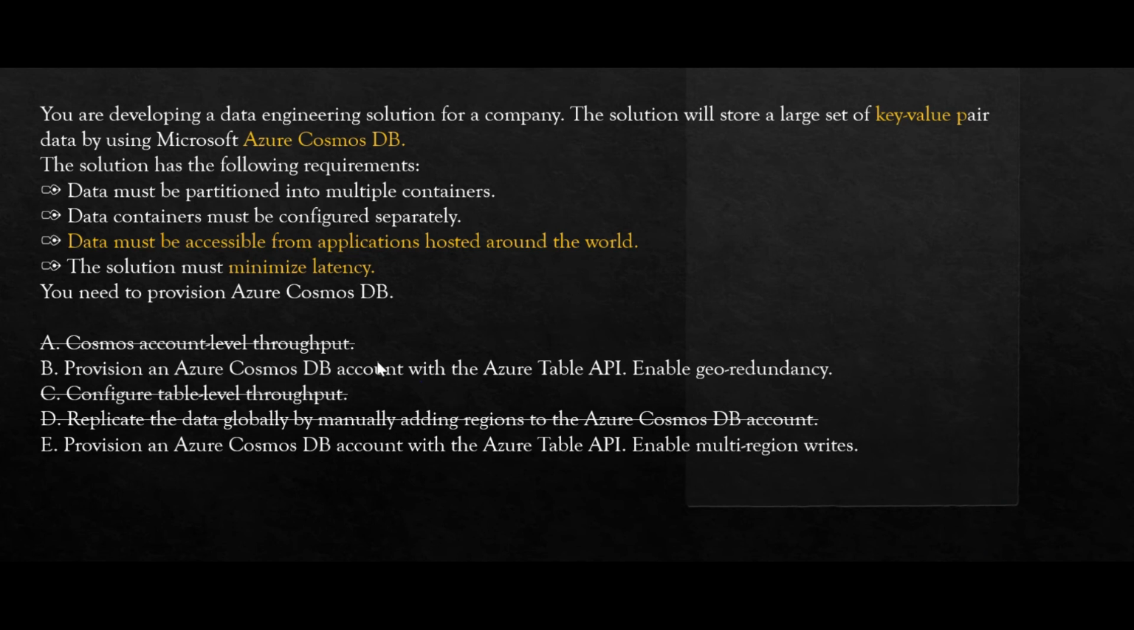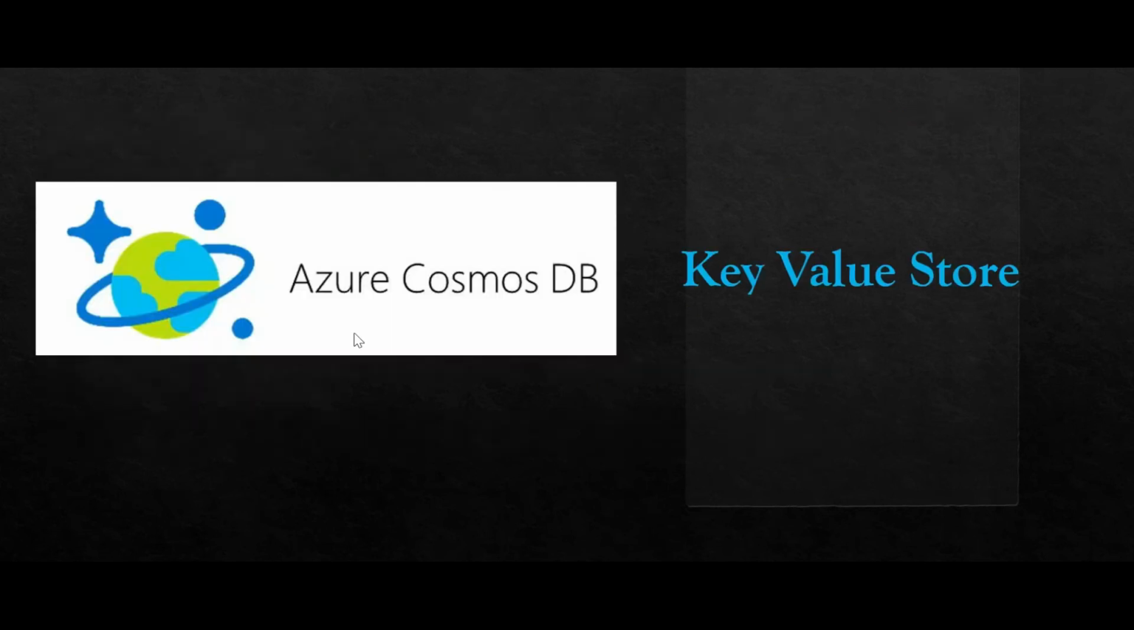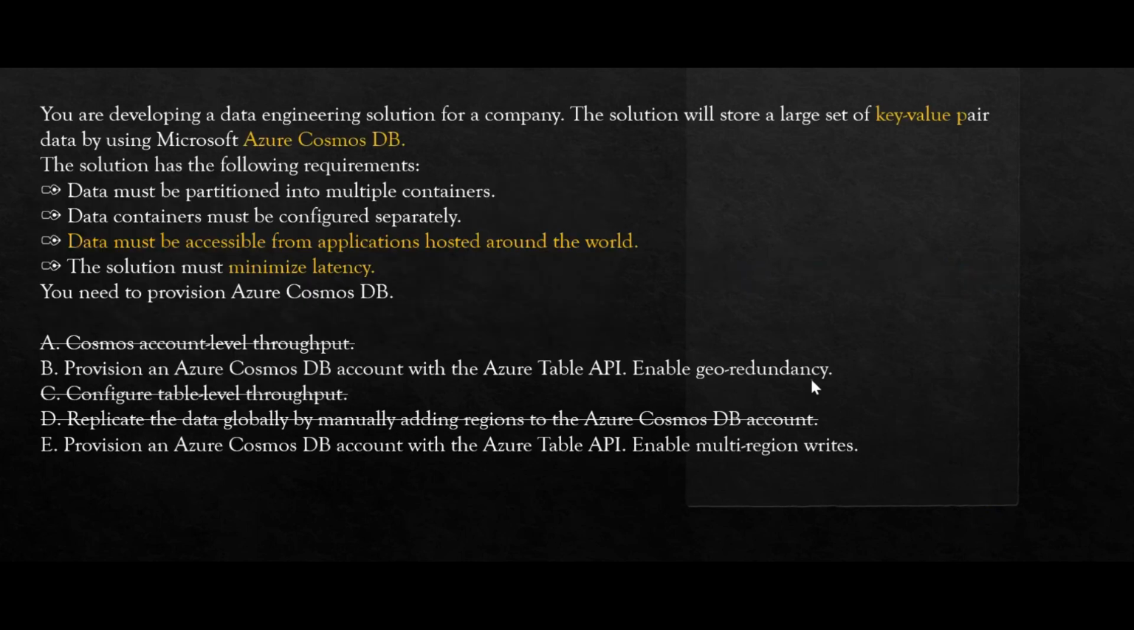Now let's look at option B. Option B is talking about geo redundancy. First, both these options B and E are talking about table API, because here we are talking about key value pair. So Azure Cosmos DB, if you're talking about key value pair, then we are talking about table API. Now let's quickly look at geo redundancy.